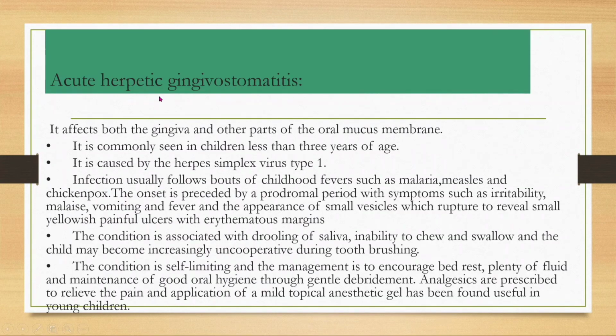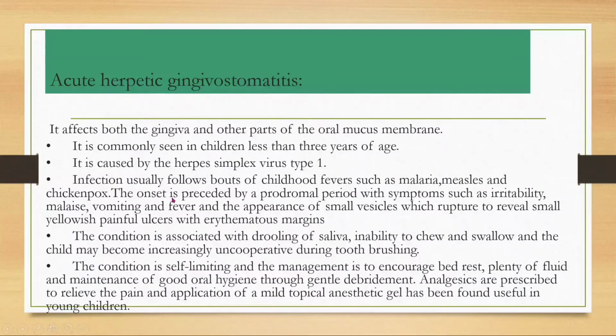So what is acute herpetic gingivostomatitis? It affects both gingiva and other parts of oral mucous membrane. It's commonly seen in children less than 3 years of age, caused by the herpes simplex virus type 1. It follows a series of fevers such as malaria, measles and chickenpox.